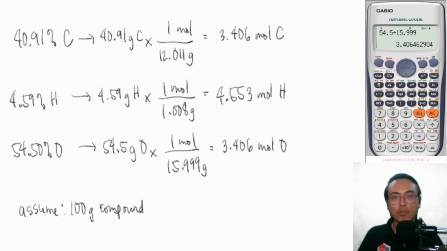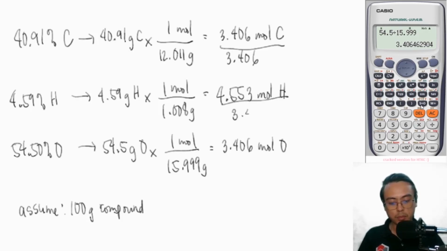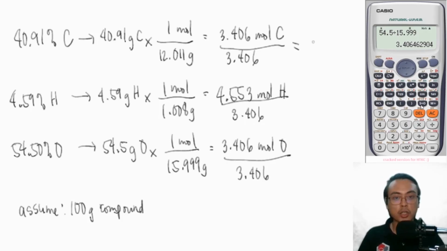After we have obtained the number of moles of the elements, we divide them by the lowest value that we obtained, and that is 3.406. So for carbon, that is 1. For oxygen, that is also 1. For hydrogen, that's 4.553 divided by 3.406, that's 1.337.